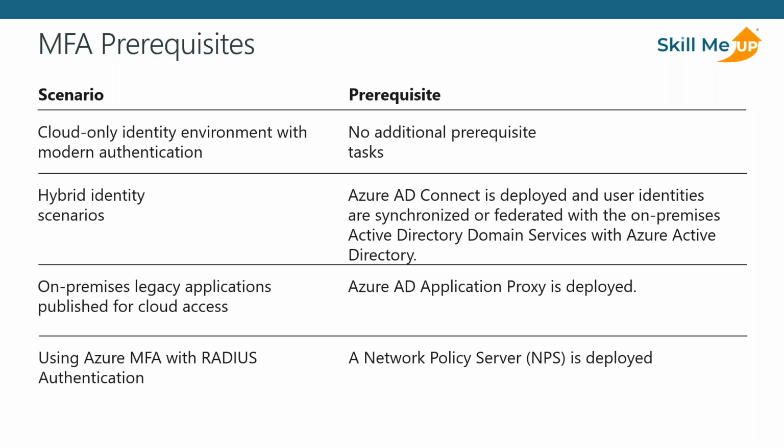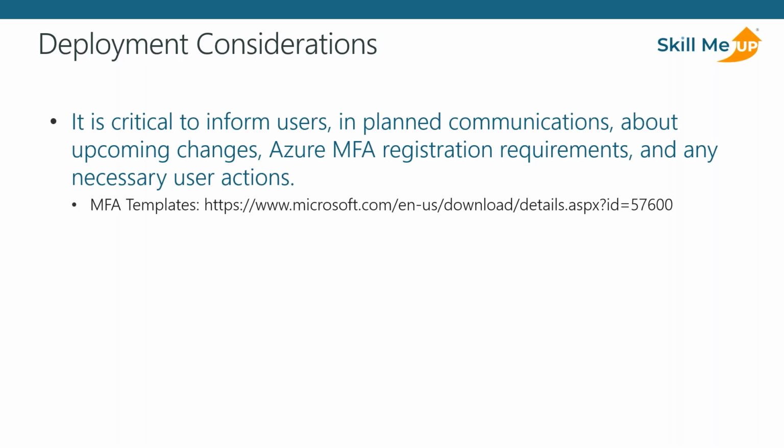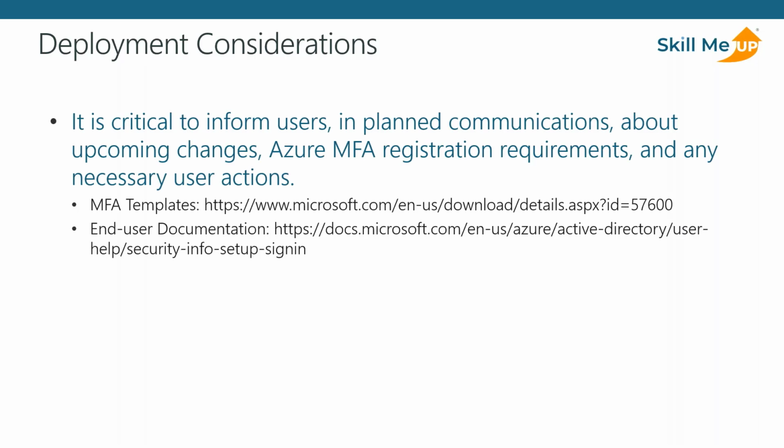If you're using Azure Multifactor with RADIUS, then you'll need to make sure that you have a Network Policy Server that's been deployed. Now, there are some deployment considerations here. It's critical to inform the users, communicate to them about the upcoming changes and what the requirements would be. There are two things available to you. One is the multi-factor templates. You can go and download those. That's not a security thing. That's just email templates that you can then use to send emails to end users. And then, of course, you've also got end user documentation that's available to help them understand what that means.